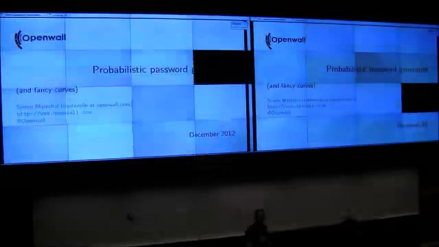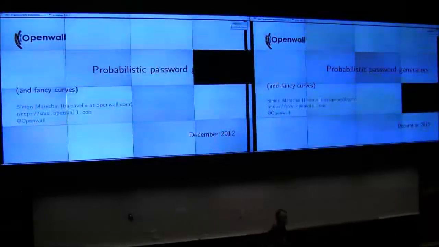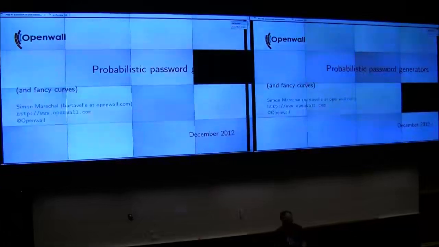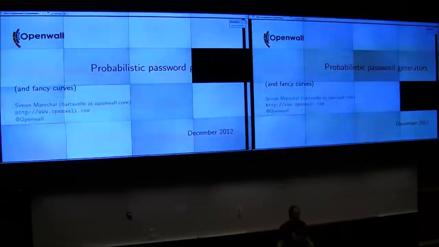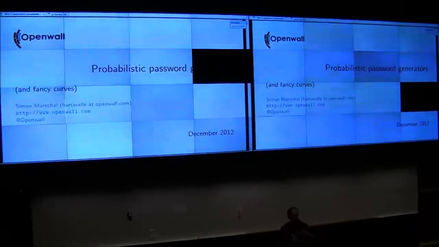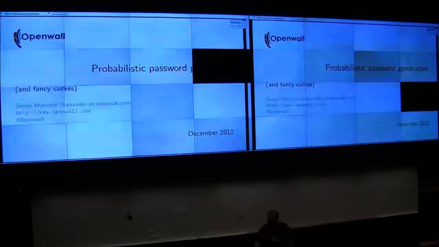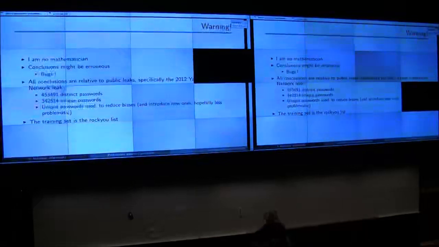Hello, so I have two short presentations today. The first one is about finding smart ways to guess what users will choose as passwords. I have collected a few and benchmarked them against one another. So it will be a lot about Markov models.